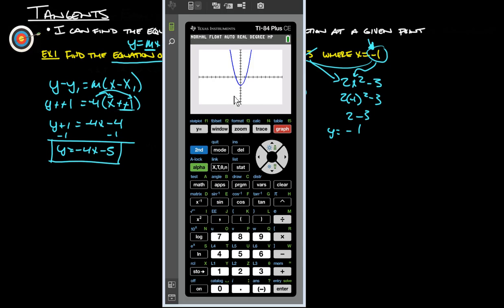Just so you can get an idea here, here is -1, so the tangent point is going to be about right here. If we're drawing a line there, it's definitely a steep negative line, hence the -4. And then apparently it's going to cross at about -5, somewhere in here. Anyway, just so you get an idea of what we're looking at there.